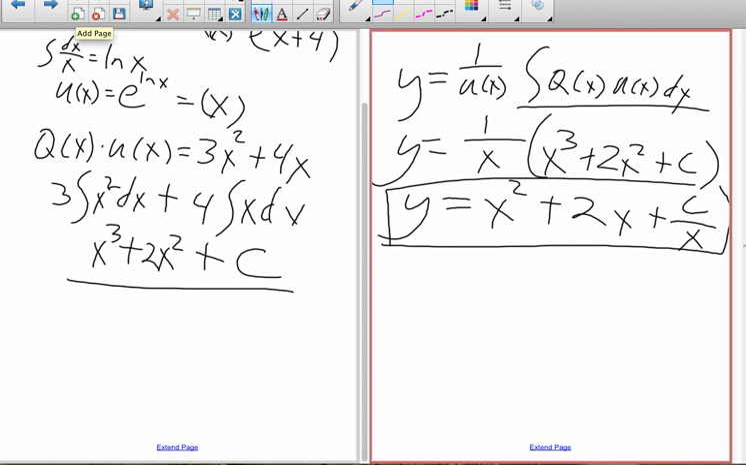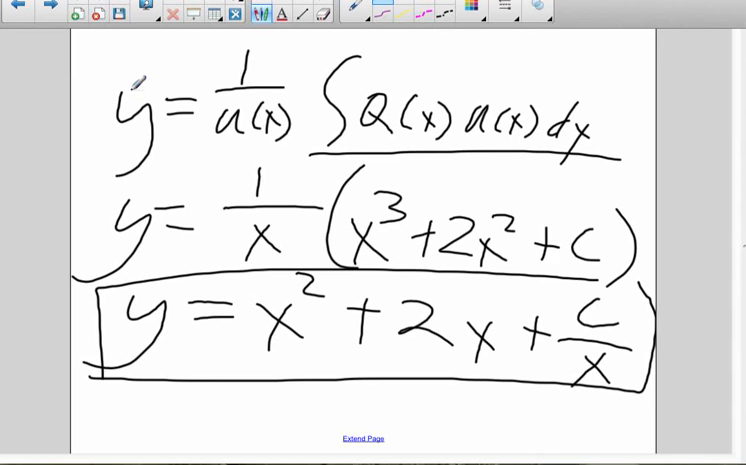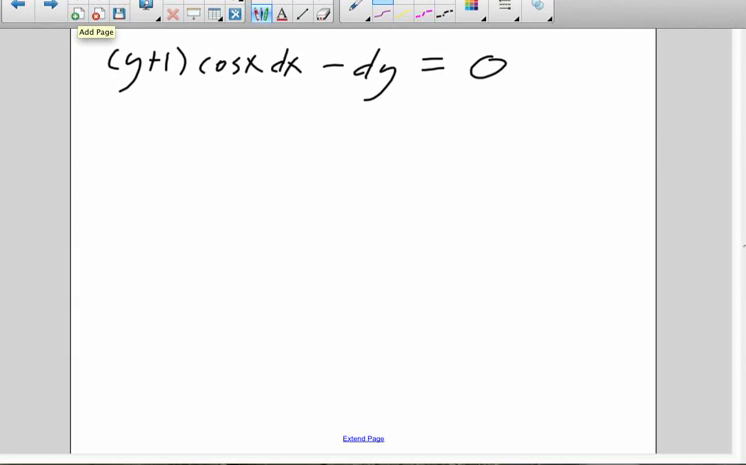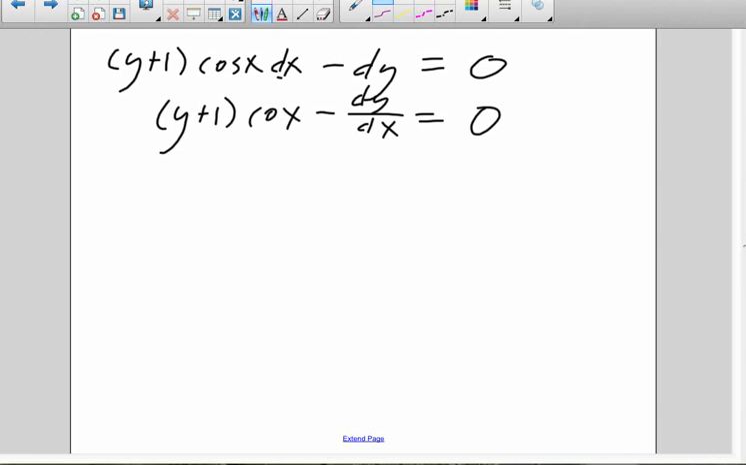Okay, let's take another easy example, but one which has more algebra in it. So we have y plus 1 times the cosine of x dx minus dy equals 0. All right, now first thing we notice is I've got these differentials, so we're going to divide through by dx. And it gives me my dy dx, and that's still 0.